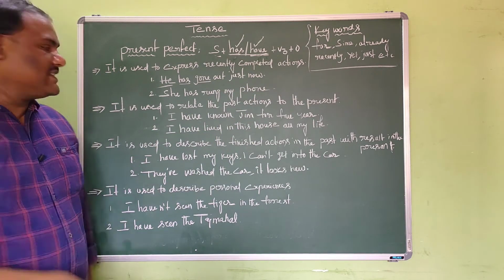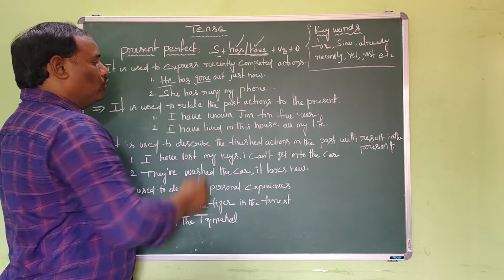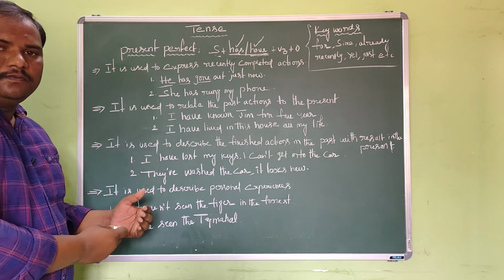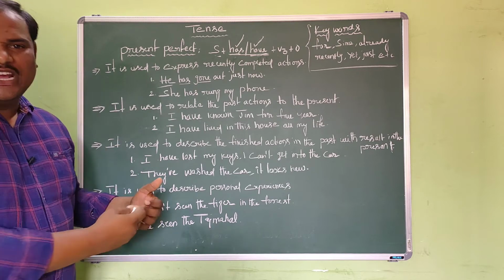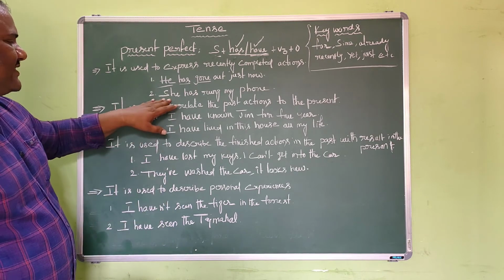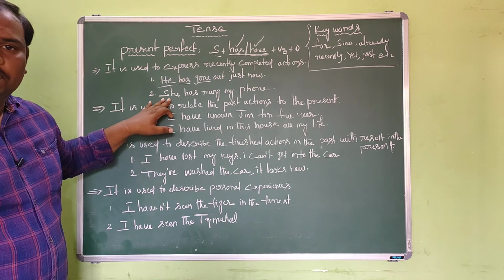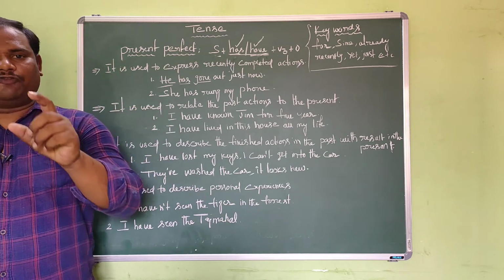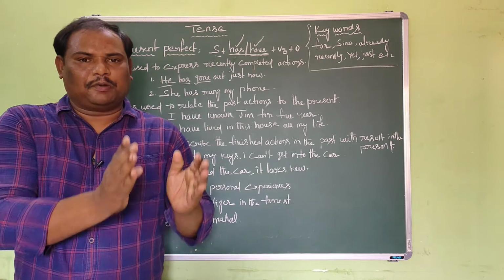We shall take the next example. She has rung my phone. She has rung my phone recently, just now. Before we talk, she has rung my phone. So the sentence has been written in present perfect. Okay dears, according to the first purpose, we use present perfect to describe the recent completed actions.